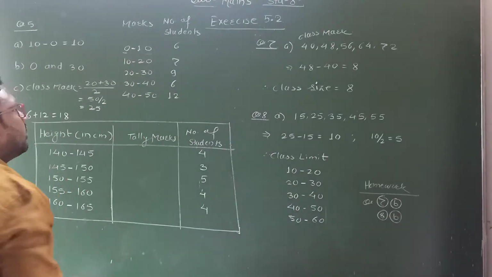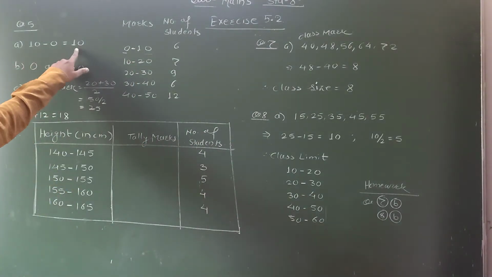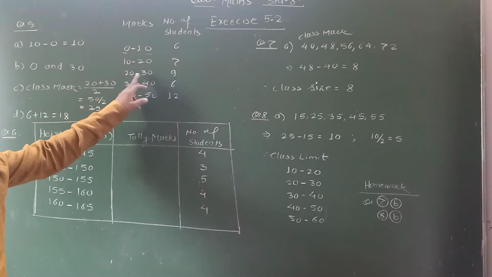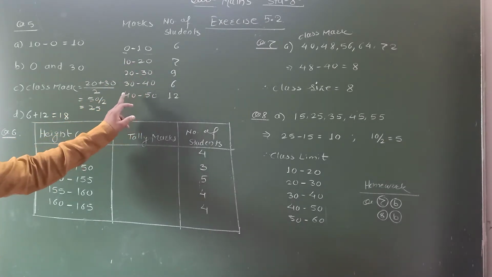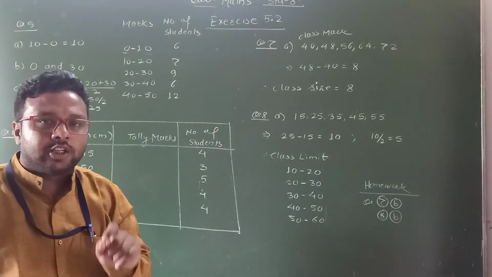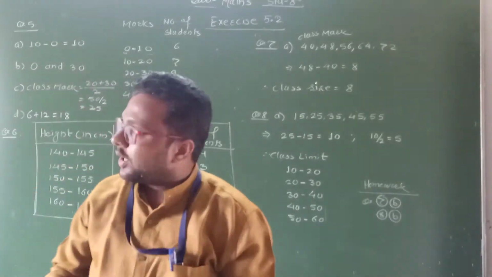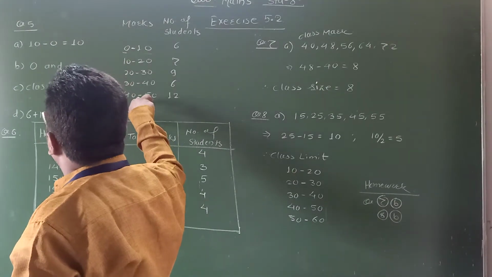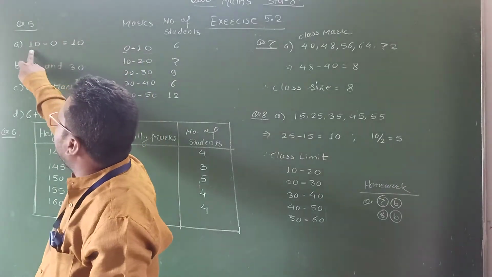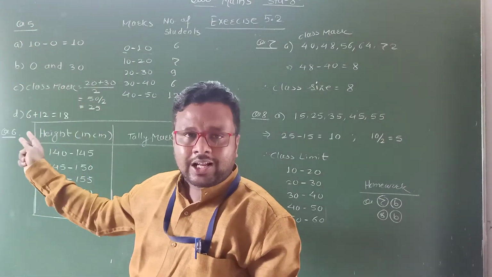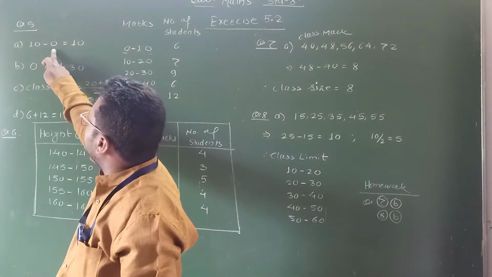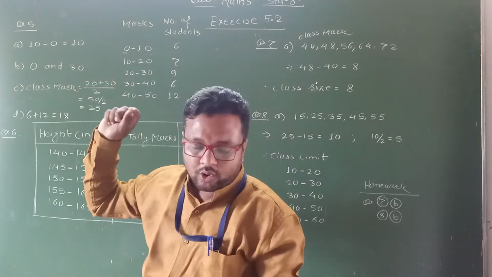Then 10 minus 0, that is 10. Or 20 minus 10, then also you will get 10. 30 minus 20, 40 minus 30, or 50 minus 40, you will get 10. This is the class size of the given class interval. Understood? You can take any class interval and take the difference between the upper class limit and the lower class limit. 10 minus 0 is equal to 10. This is the answer for A.